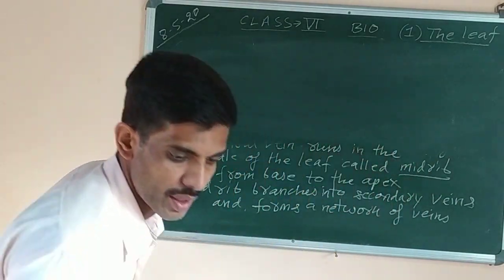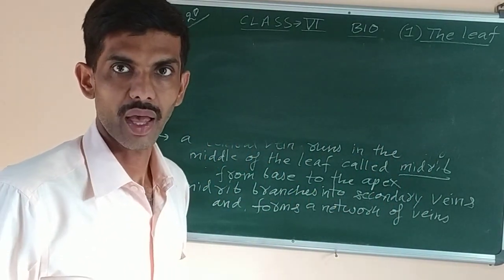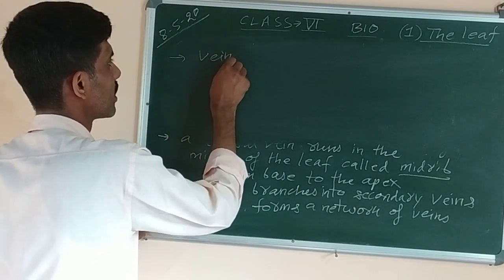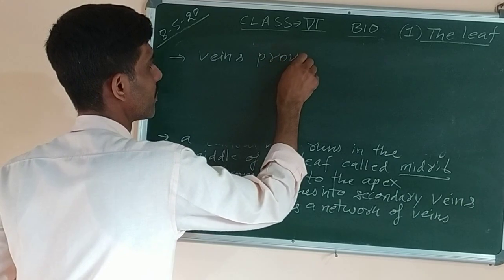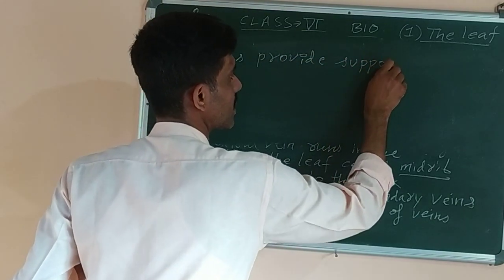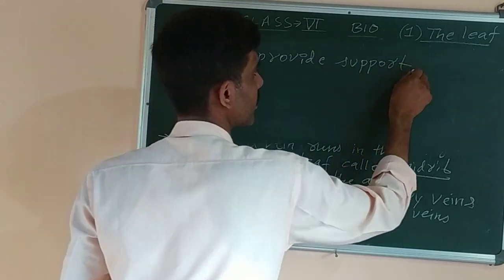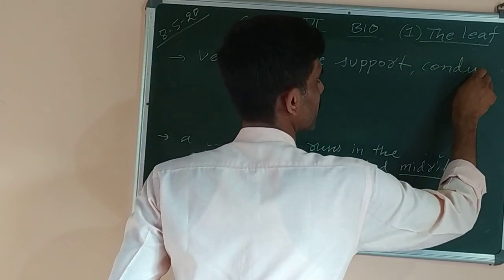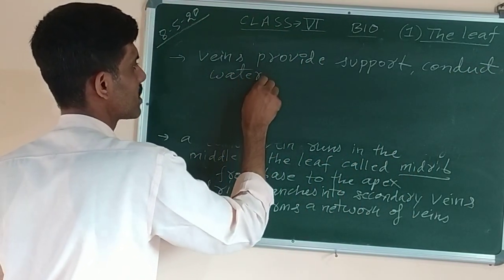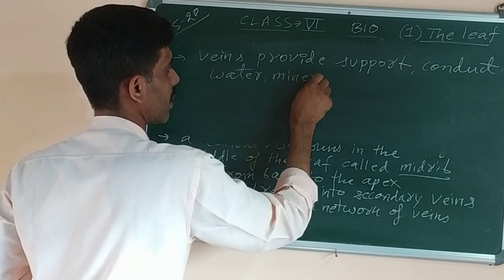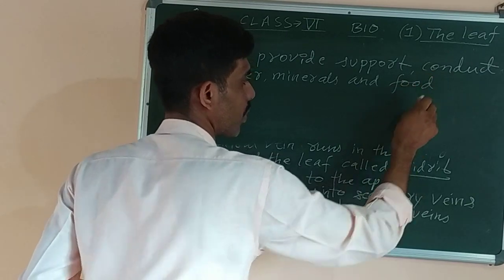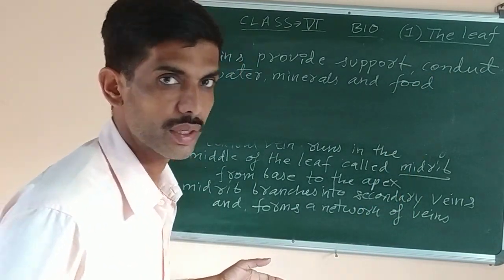Okay. Next one. Veins provide support and conduct. What is the function of veins we are studying? Veins provide support. The function of veins in the leaves: it provides support, conducts water, minerals and food throughout the leaf.